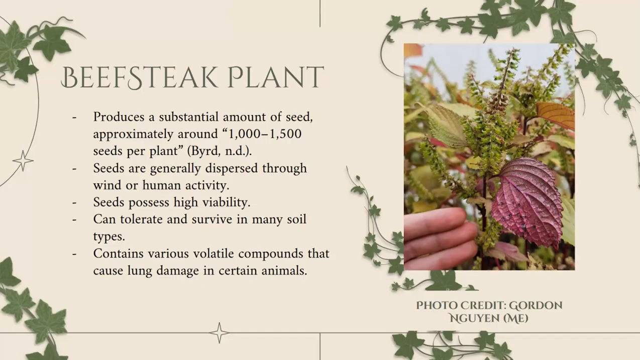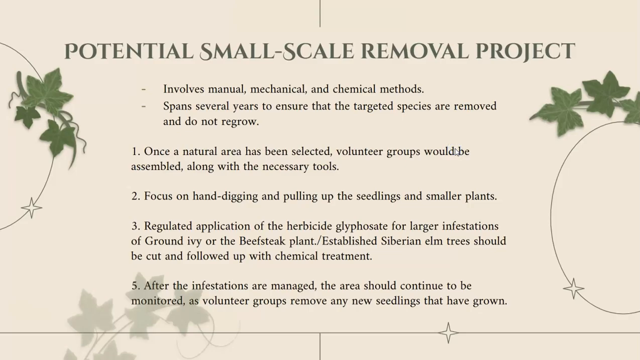In order to effectively manage their activity in an area, I would propose a small-scale removal project that involves manual, mechanical, and chemical methods. Once a natural area has been selected, volunteer groups will be assembled along with the necessary tools. First, the group should focus on hand digging and pulling up the seedlings and smaller plants, being mindful of soil disturbance. For larger infestations of ground ivy or the beefsteak plant, regulated application of the herbicide glyphosate appears to produce the best results.